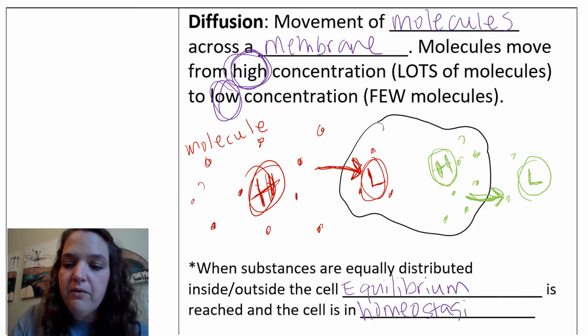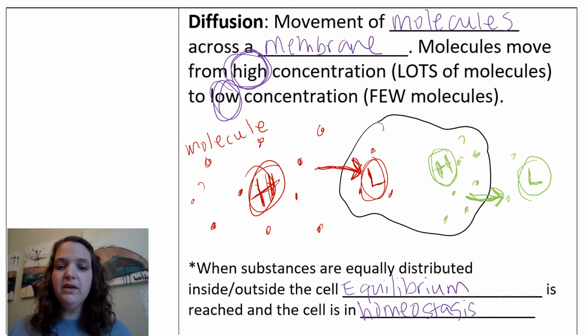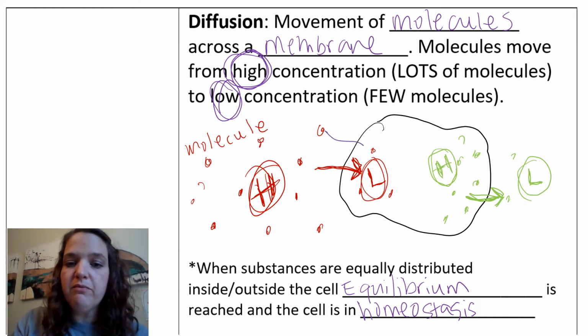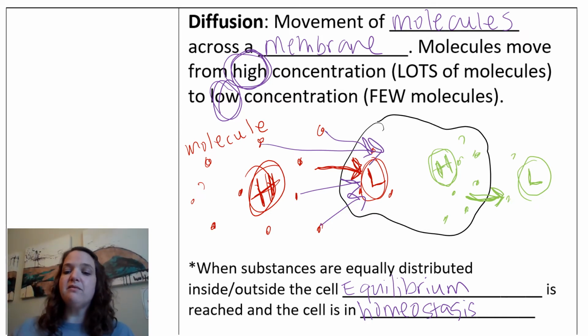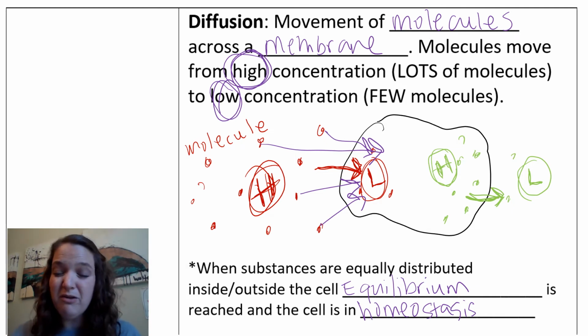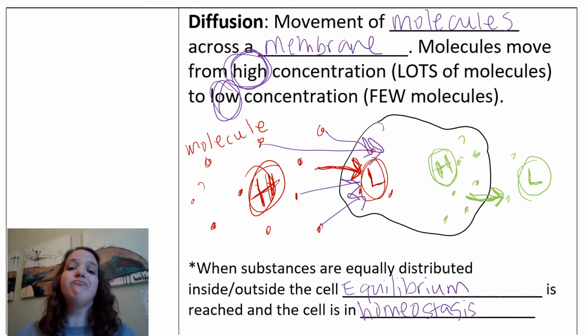So eventually, these molecules are all going to be moving into the cell, and we're going to have an equal number inside the cell and an equal number outside of the cell, and the cell is going to be nice and balanced. We're not going to have a high number anymore or a low number anymore. It's going to be equal. That means equilibrium has been reached and the cell is in homeostasis.